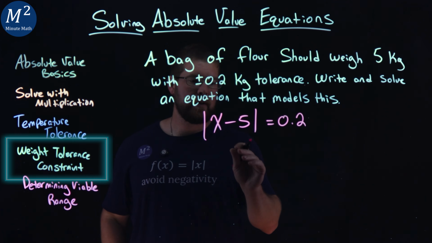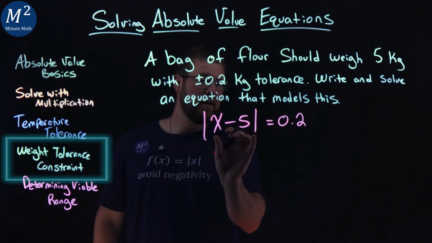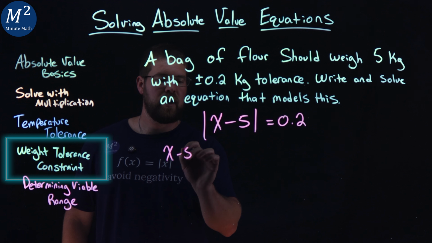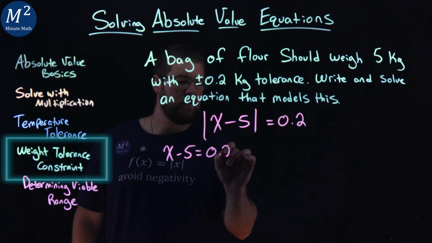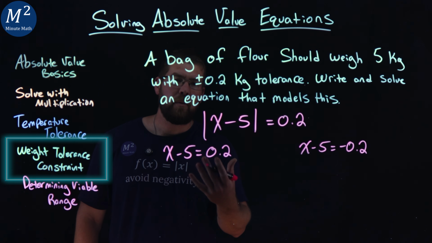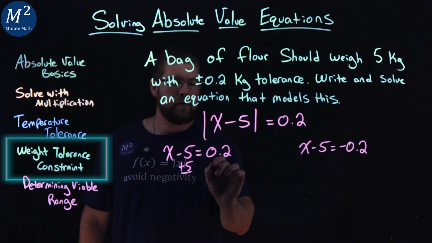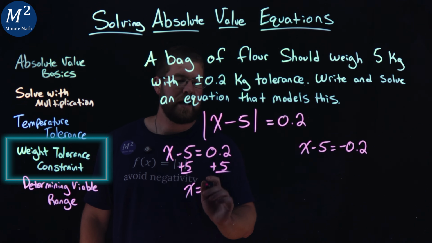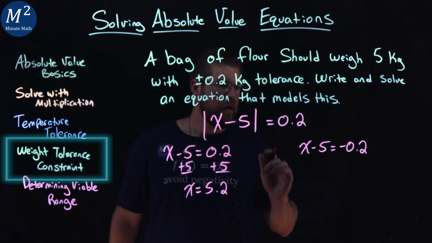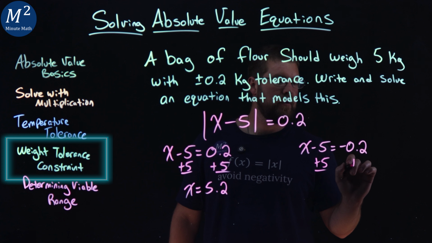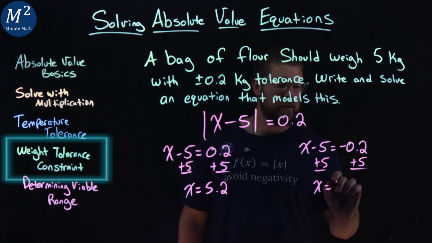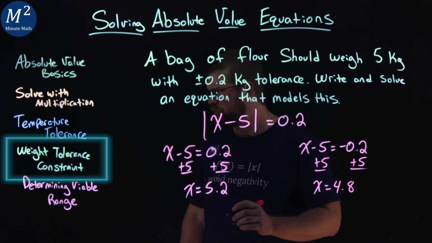range. So solving this, I'm going to set each part here, this x minus 5, equal to positive and negative 0.2 individually. So if x minus 5 is equal to a positive 0.2, and x minus 5 is equal to a negative 0.2. Now I want to solve for x. I'm going to add a 5 to both sides. And x equals 0.2 plus 5, which is 5.2. Then from here, same idea, I'm going to add a 5 to both sides of the equation. And x equals a negative 0.2 plus 5, which is a positive 4.8 here.